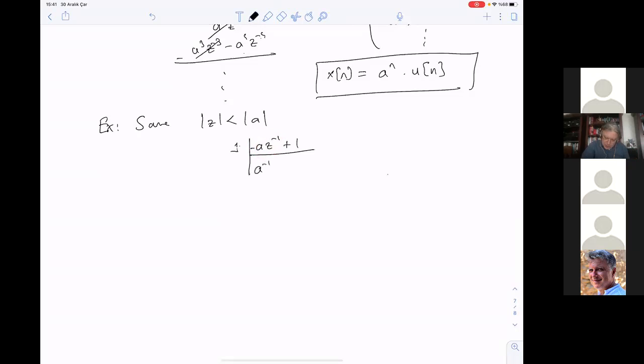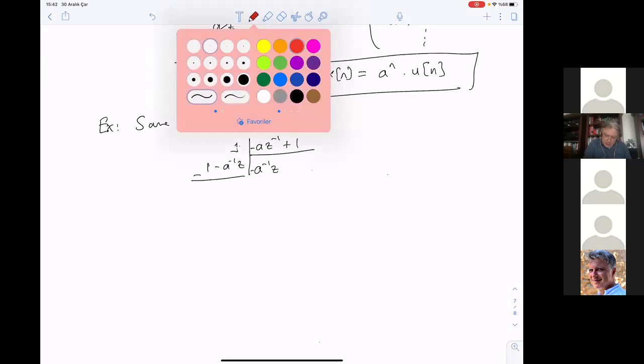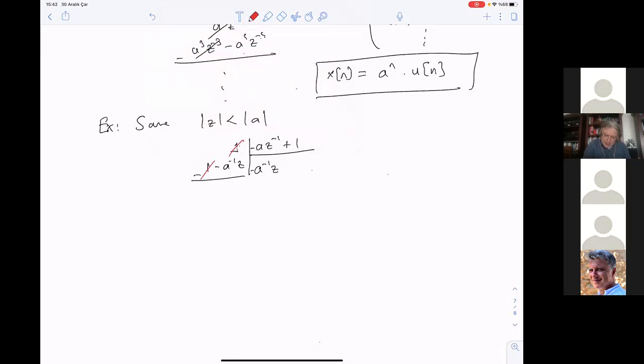I'm just doing the trick that I am trying to obtain 1 from the first term here. So a to the minus 1 minus a to the minus 1 z is my first candidate. And when I multiply it with the top term, it will give me 1 minus a to the minus 1 z. Okay, that is the multiplication. And I subtract as usual. 1 here and 1 here will cancel, and I will obtain a to the minus 1 z.